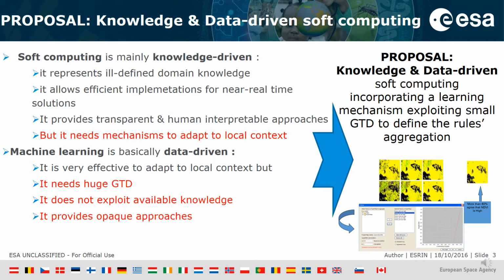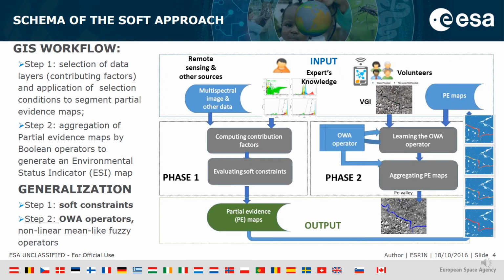On the other side, machine learning is basically data-driven. It is very efficient to adapt to local contexts, but it needs huge ground truth data. It does not exploit available knowledge, and it provides opaque approaches which can be hardly summarized linguistically and communicated to non-experts. So our proposal is to combine soft computing with machine learning by designing a learning mechanism exploiting small ground truth data to define the aggregation operator of the fuzzy rules that encode the expert knowledge or the domain knowledge.